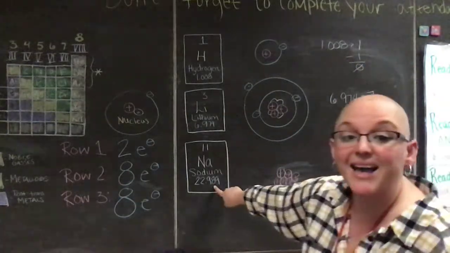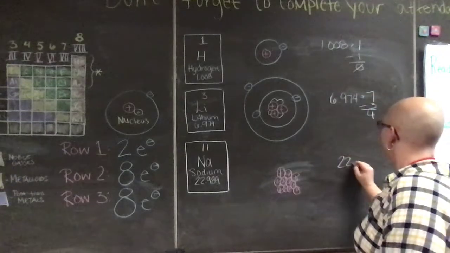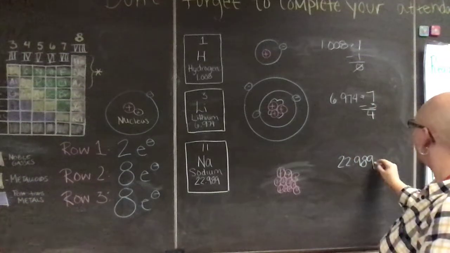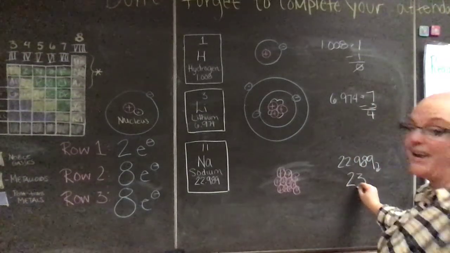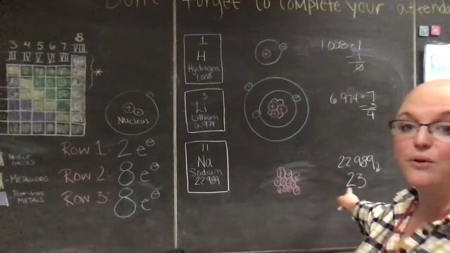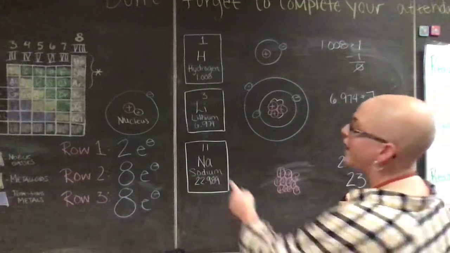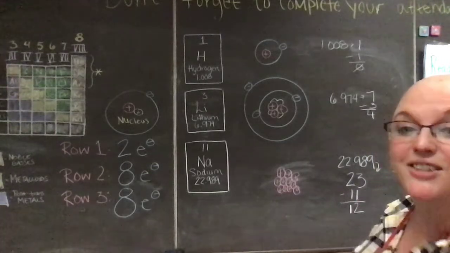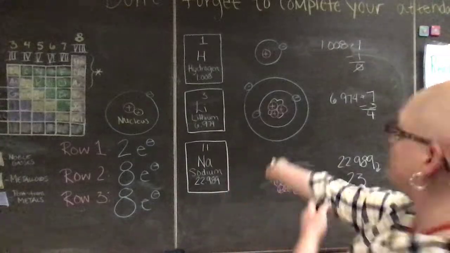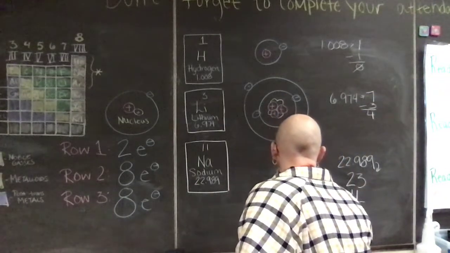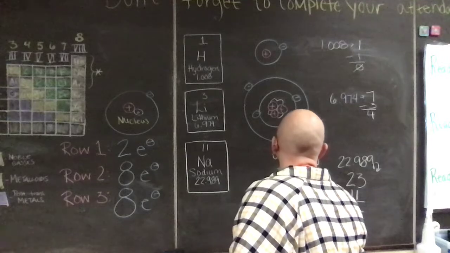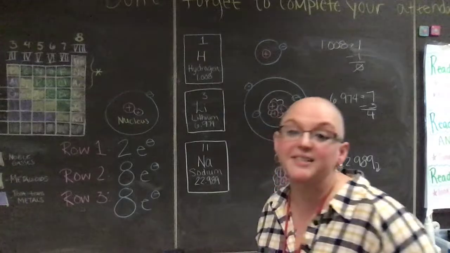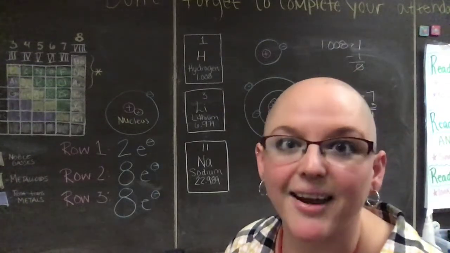So I'm going to take my mass of 22.989 and I'm going to round that up to 23. Then I'm going to take that rounded mass, my new mass of 23, and subtract the atomic number of 11 to give me 12. That means on average I'm going to have 12 neutrons. 1, 2, 3, 4, 5, 6, 7, 8, 9, 10, 11, 12. And we're done. Okay. Now begins the fun part of organizing our electrons.